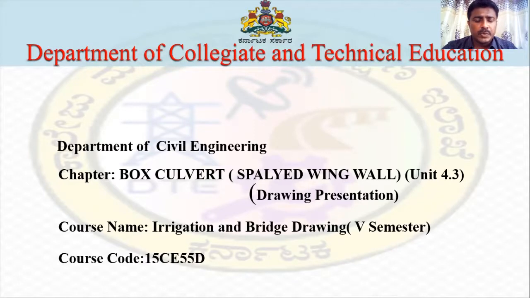So there are two sessions. I already explained the previous session as an introduction to box culvert. This session is a drawing presentation session. The course name is Irrigation and Bridge Drawing, course code 15C55D.